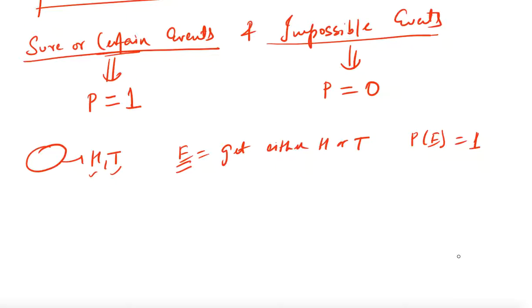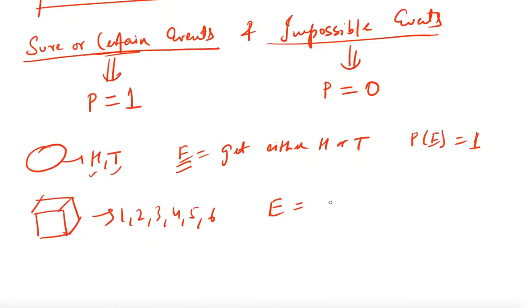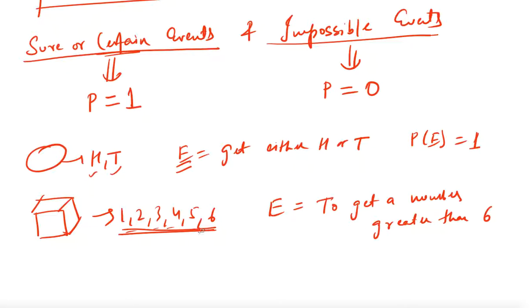And second thing, an impossible event. Say I have a dice, I know the possible outcomes are 1, 2, 3, 4, 5 and 6, and my event is to get a number greater than 6. Is it ever possible? Whatever I do, these are only my possible outcomes. I can never ever get a number greater than 6. So what is the probability of this event? 0. Hence, this event is an impossible event, right?